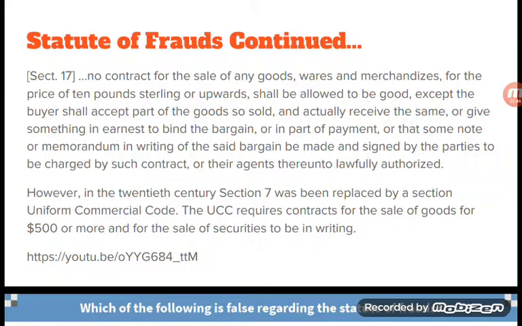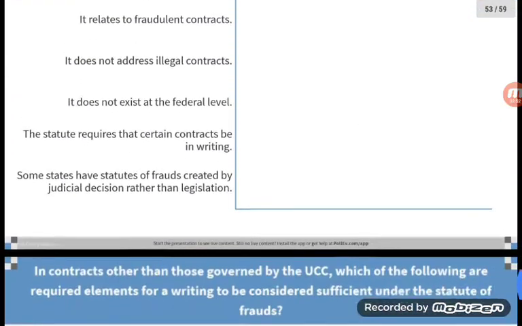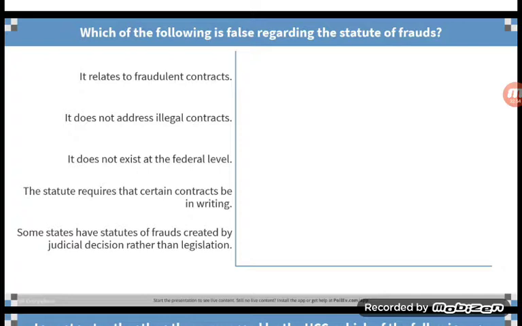We have the UCC popping up again. The Uniform Commercial Code requires contracts for the sales of goods over $500 to be in writing. Which of the following is false regarding the statute of frauds?